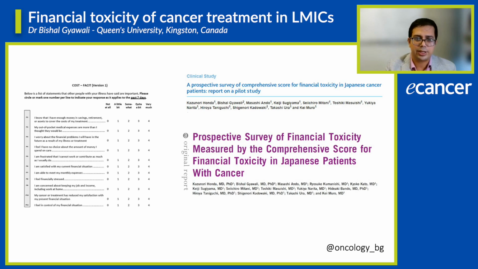They have 11 different items here, and the COST score will range from 0 to 4 for each item, and lower the score, lesser is the financial toxicity. So this is how they measured financial toxicity in United States when they developed the COST tool. But what about outside of United States? When I was working in Japan, I worked with some Japanese colleagues to translate this COST tool into Japanese and use it to measure financial toxicity in Japanese patients with cancer.